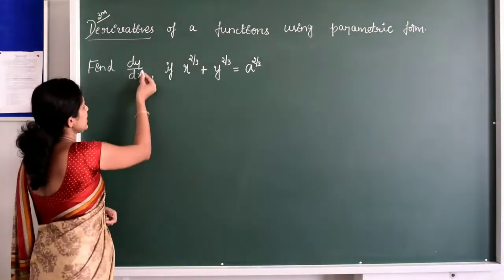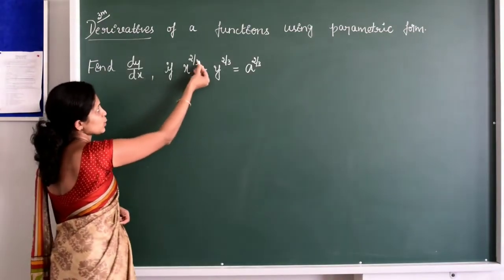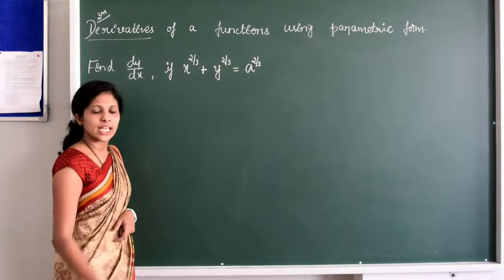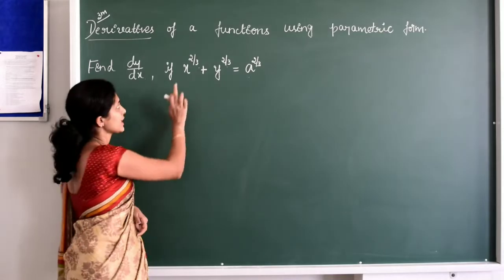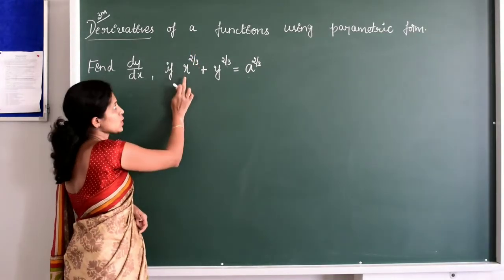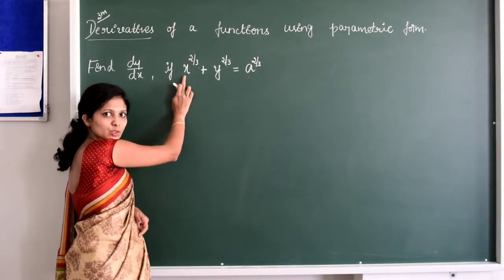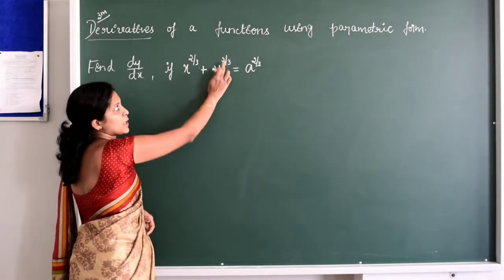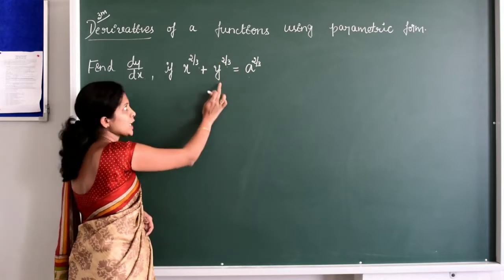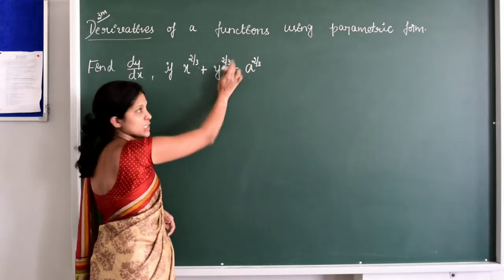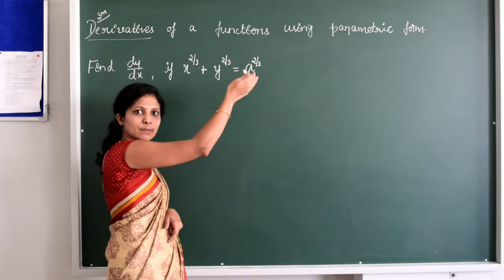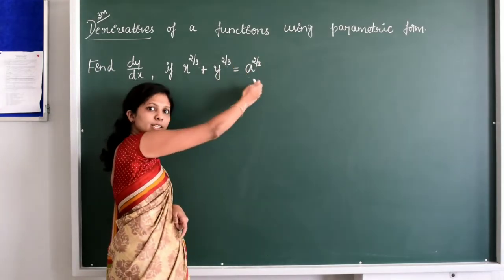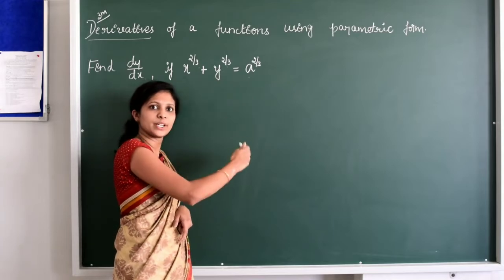See here. Find dy by dx if x to the power 2 by 3 plus y to the power 2 by 3 is equal to a to the power 2 by 3. This one directly you can differentiate, right? It is of the form x to the power n. So x to the power n will be n x to the power n minus 1. If you differentiate with respect to x, this is now y to the power 2 by 3, so this is 2 by 3 into y to the power 2 by 3 minus 1, and the derivative of y with respect to x will be dy by dx. The derivative of a constant will be equal to 0. Finally, you can collect the terms in dy by dx and write it.